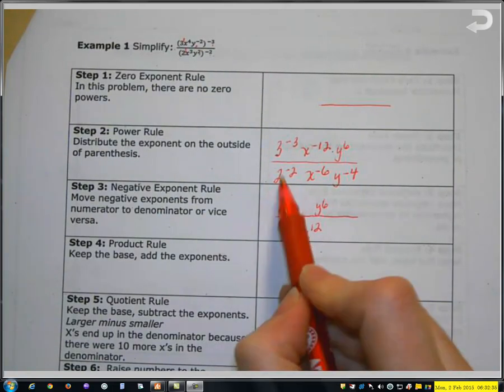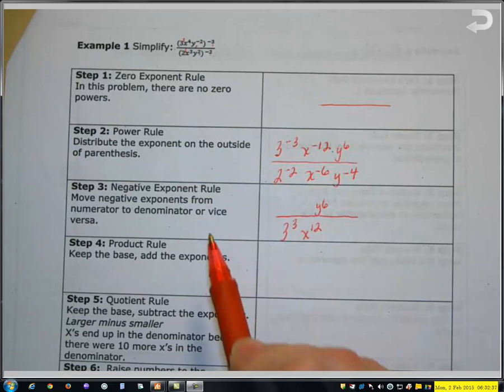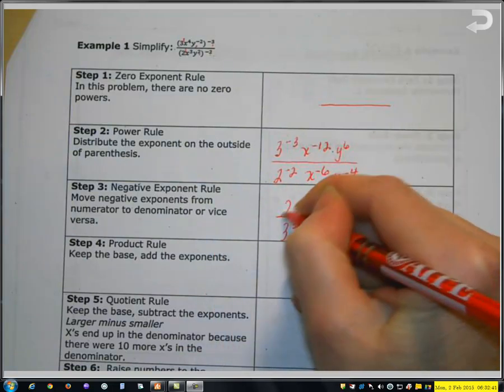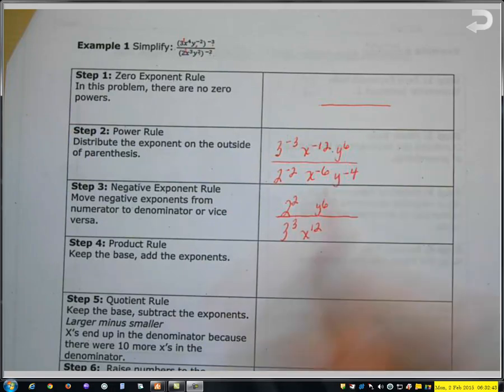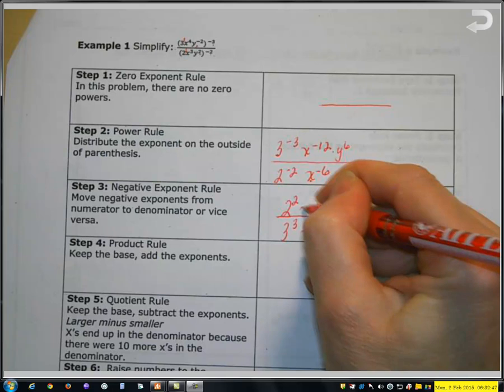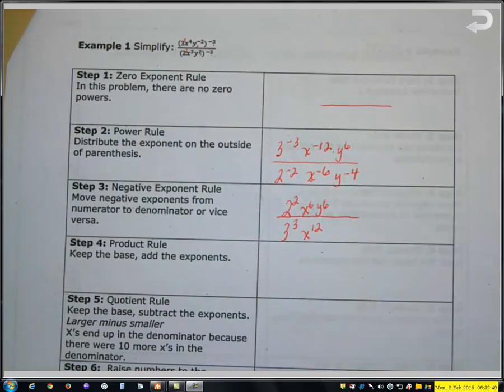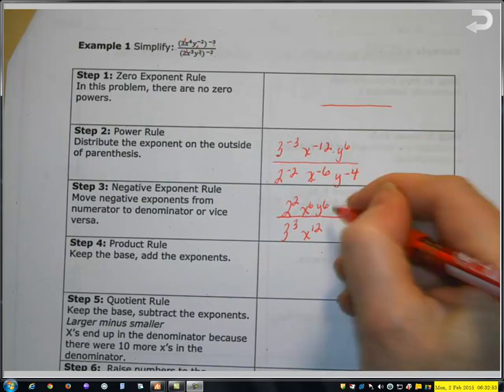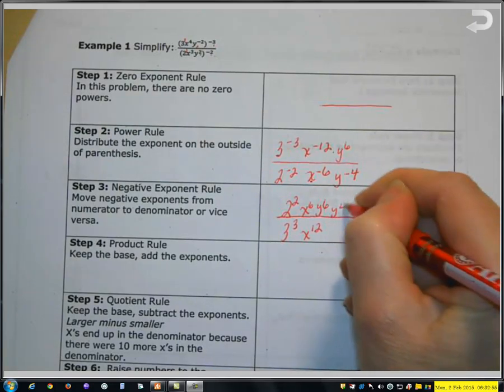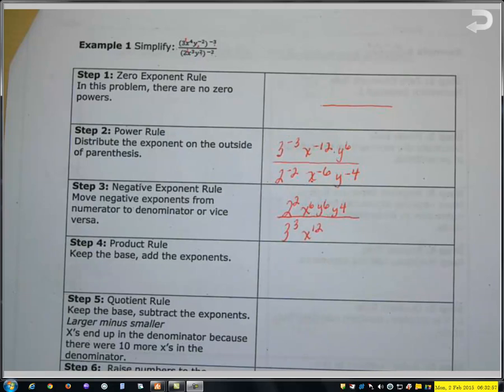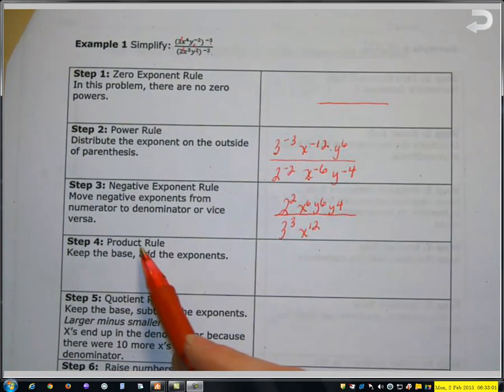Okay, now let's go to the denominator. 2 to the negative 2, well, a negative exponent has to move up top, so that becomes 2 squared. X to the negative 6, that also needs to move to the top and become positive. Y to the negative 4th needs to move to the top and become positive. Finished with the negative exponent rule. Let's go down to the product rule now.